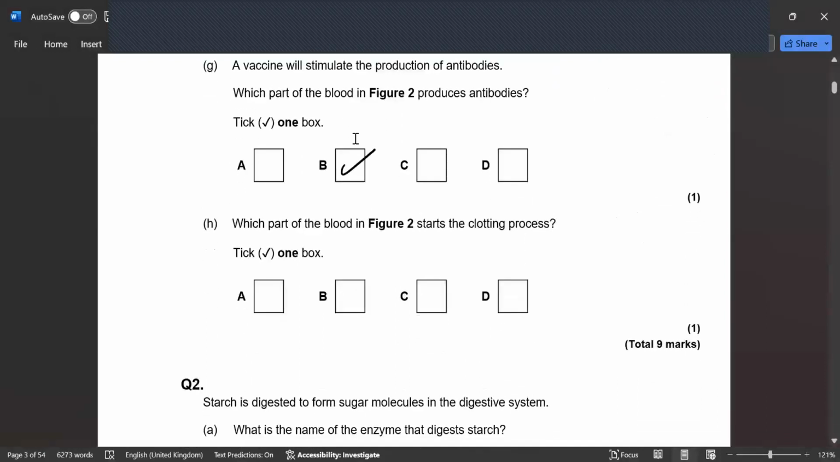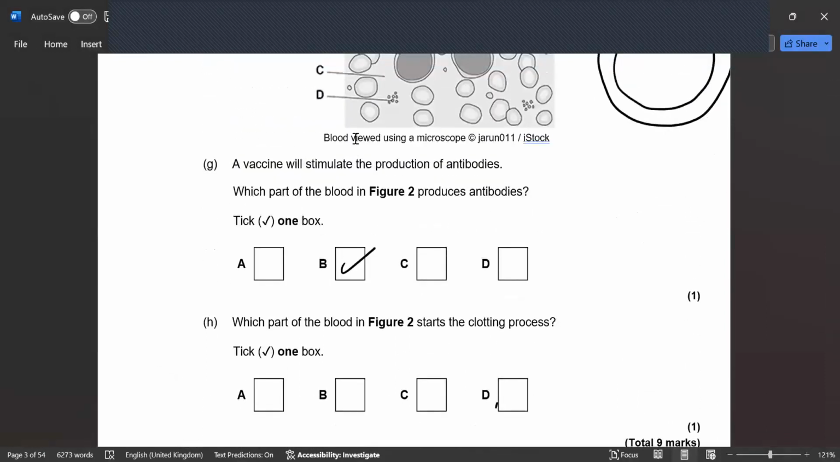Which part starts the clotting process? As I mentioned, now the answer is D.